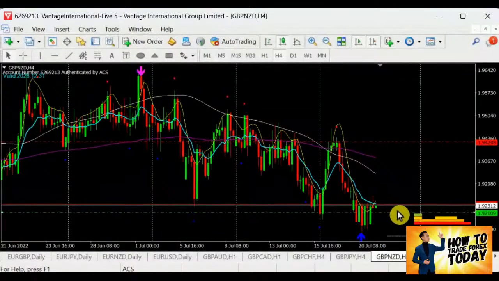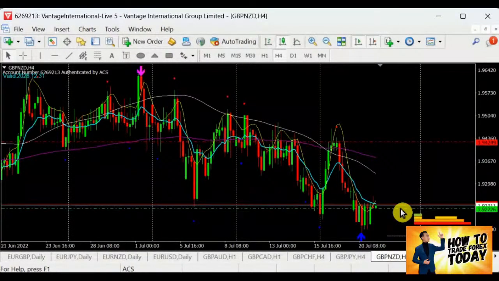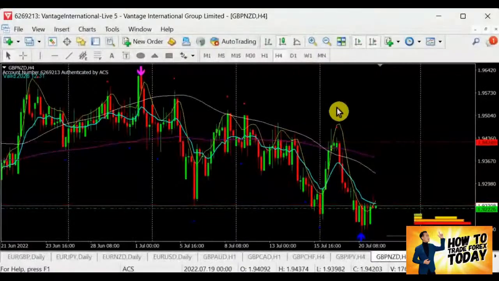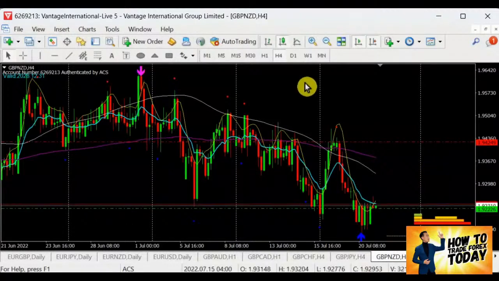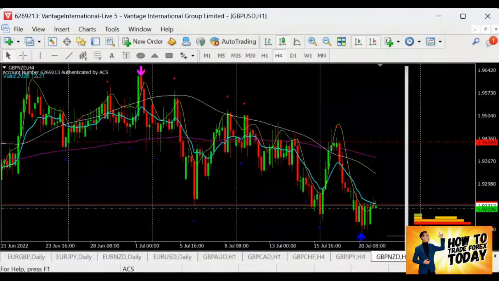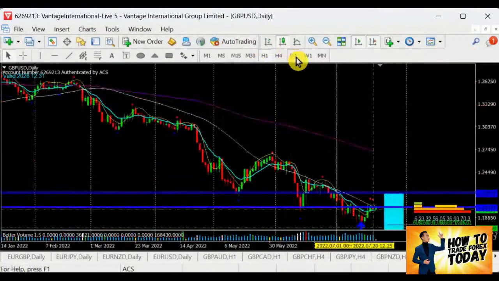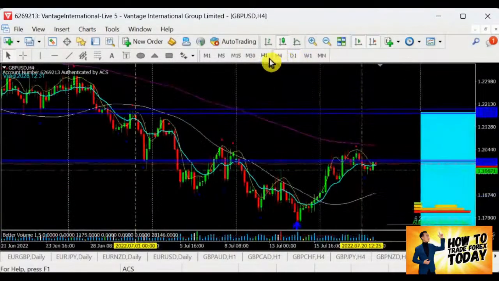And right now we are on the support. So currently, by looking at this, for pound kiwi it's good to buy. This is the buying entry here, pound kiwi. So buyers can buy over here, but sellers have to stay away. Let's take a look at pound dollar.